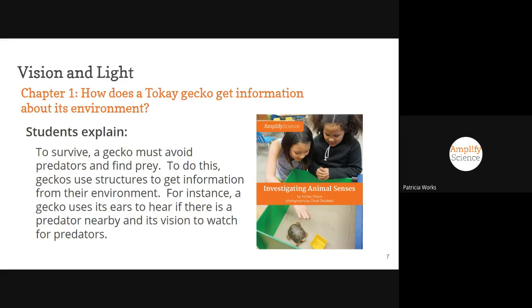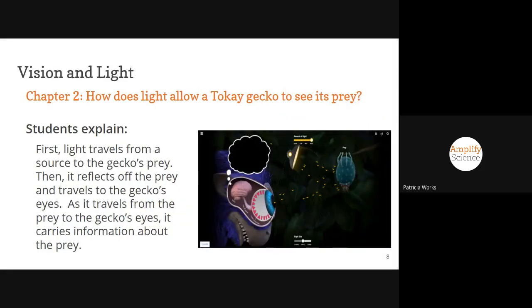In Chapter 2, students find out that light allows objects in an environment to become visible to the eye. In order for an animal to get visual information about an object in its environment, light from a source needs to get to the object, reflect off of it, and get to the animal's eye with information about the object.